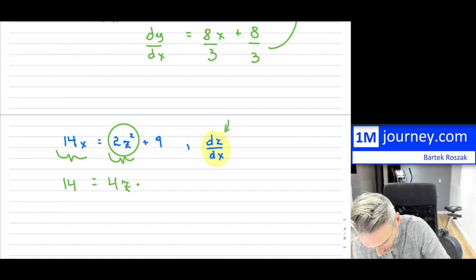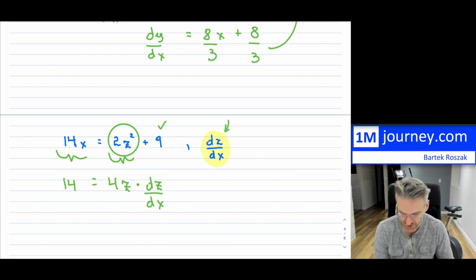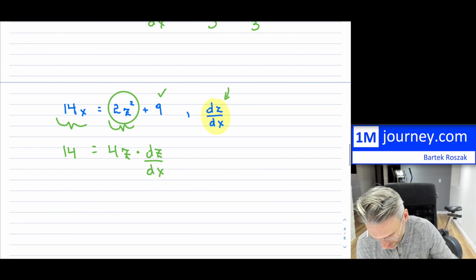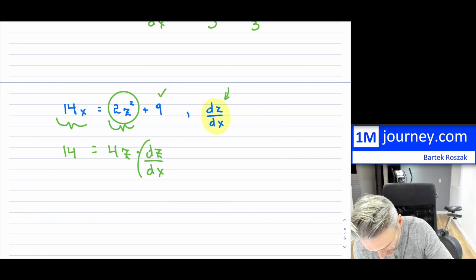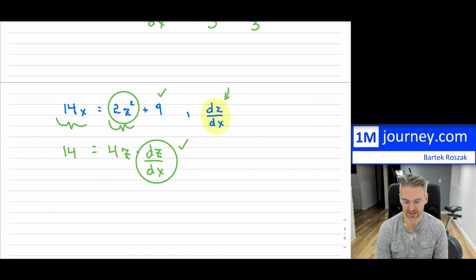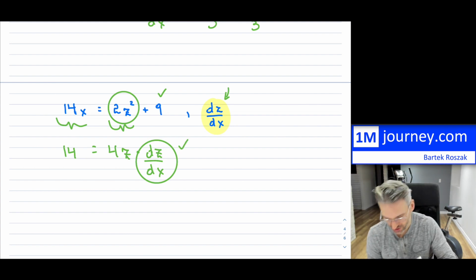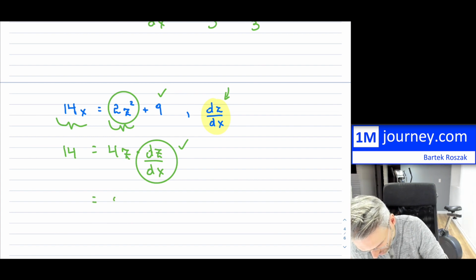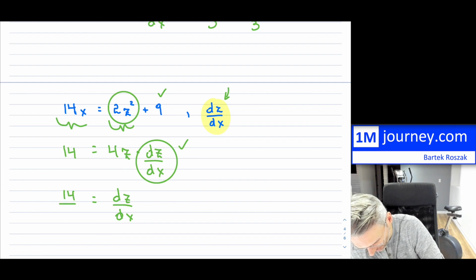But then I have to multiply. So again, kind of like the chain rule, this is going to be dy dz, and then dz dx. And now the derivative of this, well, that's just a constant, so it's 0. So that falls off. And now notice that if I do want this particular derivative, dz dx, I can certainly move this over. And what you're going to find is that dz dx is 14 all over 4z.